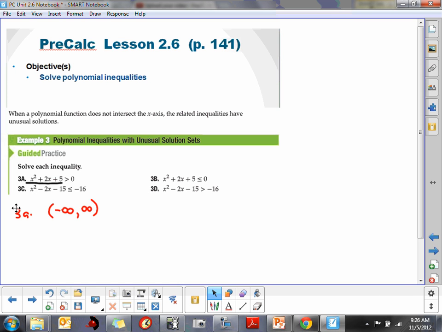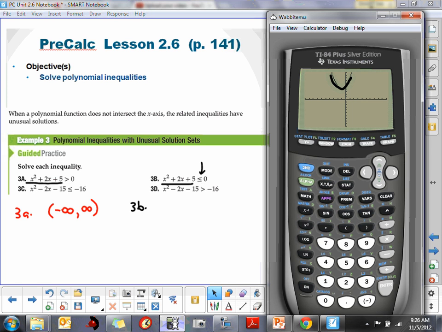In 3b, we have exactly the same expression on the left-hand side. Our inequality symbol has just changed, and it says where is it less than or equal to 0. So in 3b, go back to our graphical evidence. It didn't change the nature of our graph at all, but our interpretation of it is a little bit different. This time it's saying, where are all of your outputs less than or equal to 0? Well, our graph is never less than or equal to 0, so this means we have no solution.